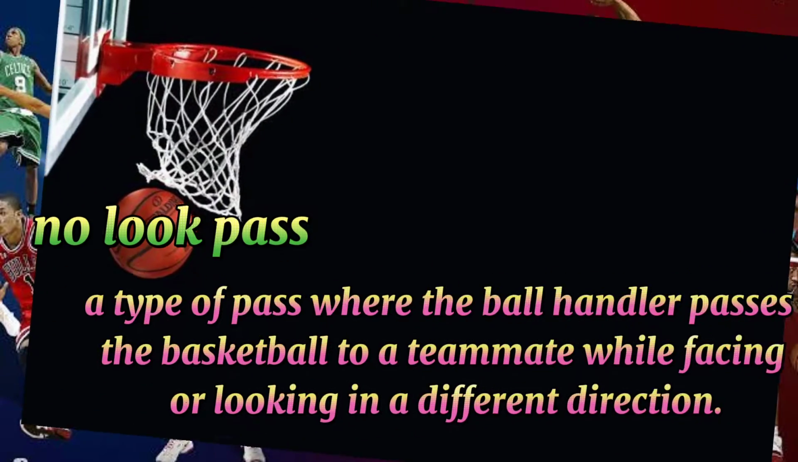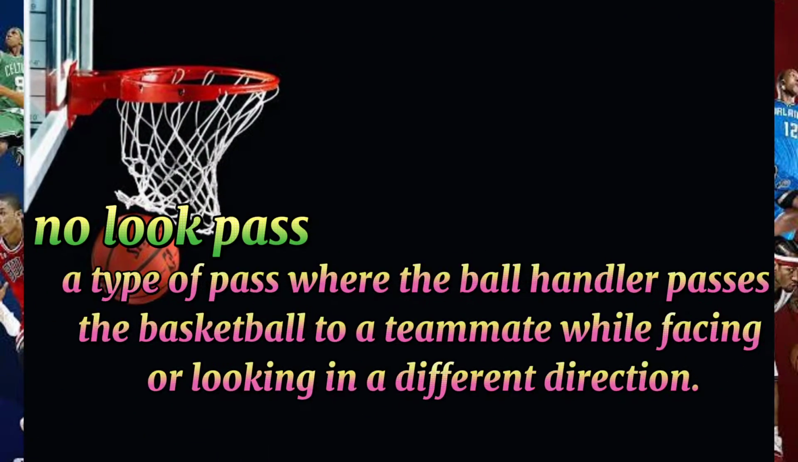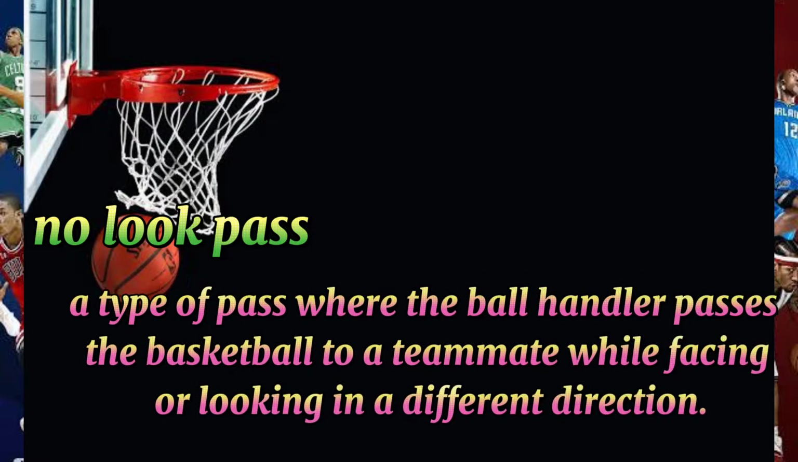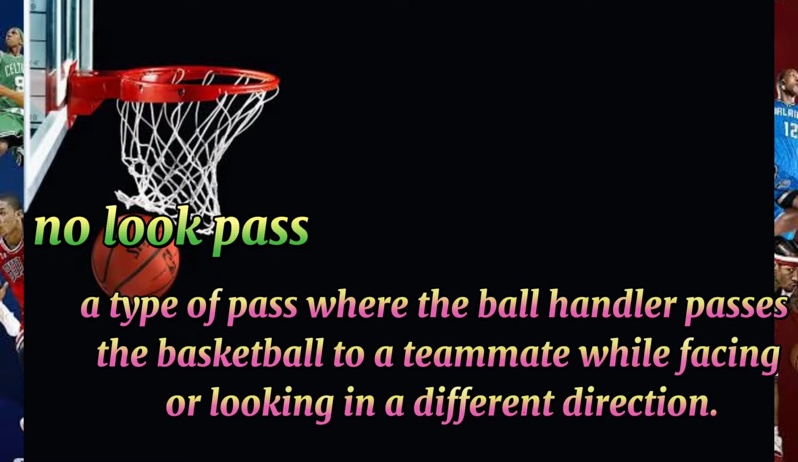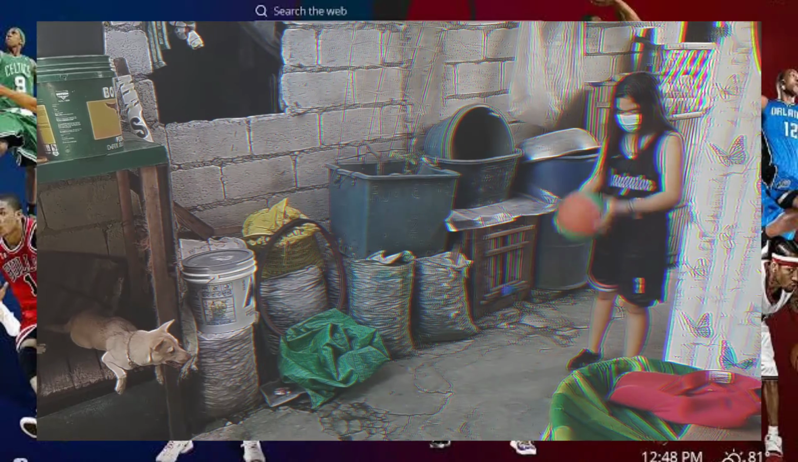No look pass, a type of pass where the ball handler passes the basketball to a teammate while facing or looking in a different direction.